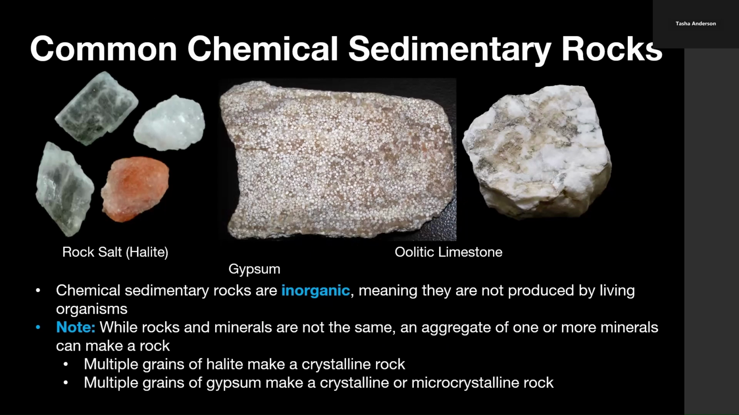Here you can see some more examples of common chemical sedimentary rocks. These are inorganic, and it's helpful to remember what we learned in the minerals lab. Elements combine to form minerals, and those minerals can aggregate to form rock. Chemical sedimentary rocks follow that same pattern. Minerals precipitate, crystallize, and build up into solid rock layers.